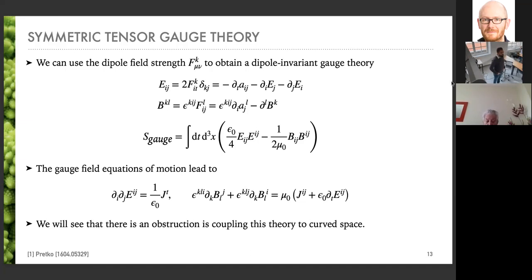Typically, I would expect that you can gauge fix the dipole symmetry entirely by getting rid of A_i. So then you only have an E_ij symmetric tensor and A_t. And A_t you can remove by gauge fixing lambda. So most probably it's a symmetric tensor gauge theory. It only has the degrees of freedom of a spatial rank 2 symmetric tensor.